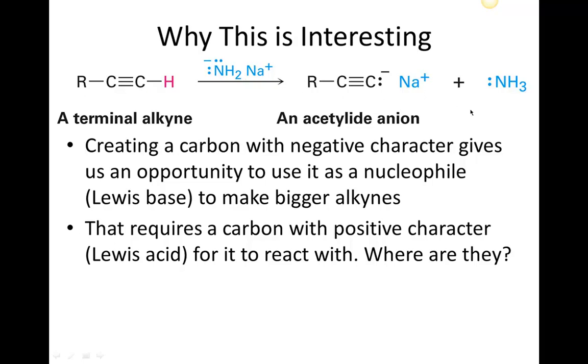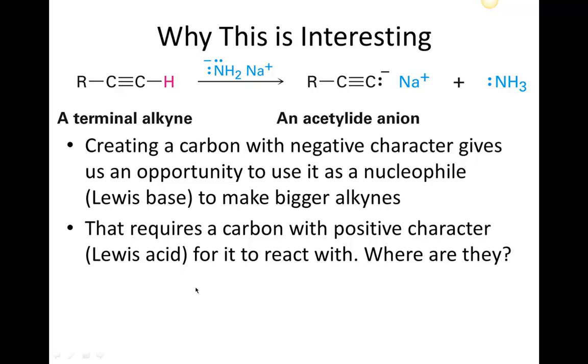So then the next question is, well, why are we interested in that? Well, in doing that, you've created a carbon with negative character, or an honest-to-goodness negative charge, and we have an opportunity to use that as either a nucleophile or a base. And it is basic. It's a good Lewis base, and would react with any acid that has a pKa less than 25.